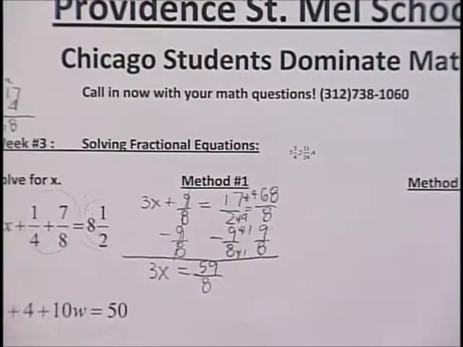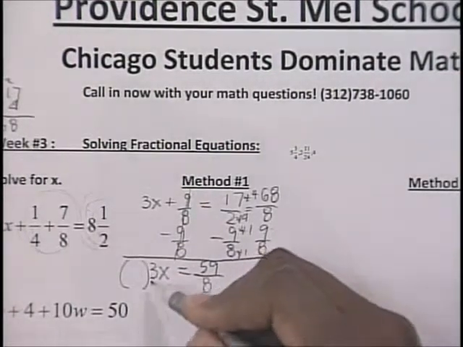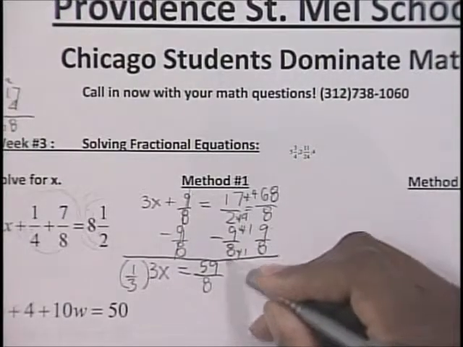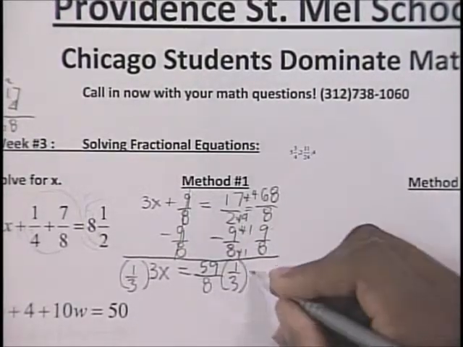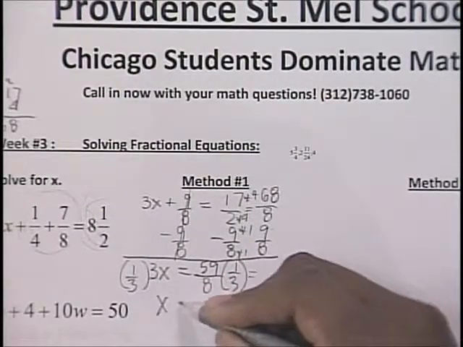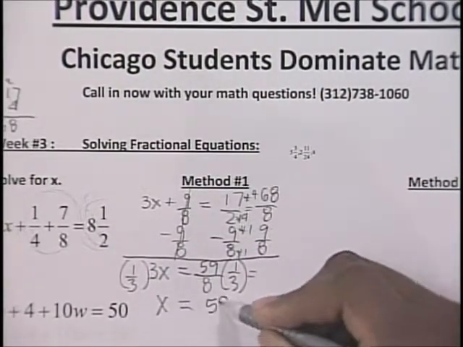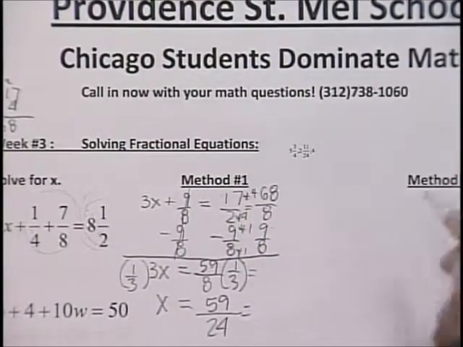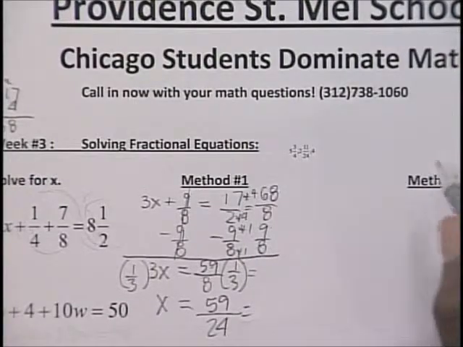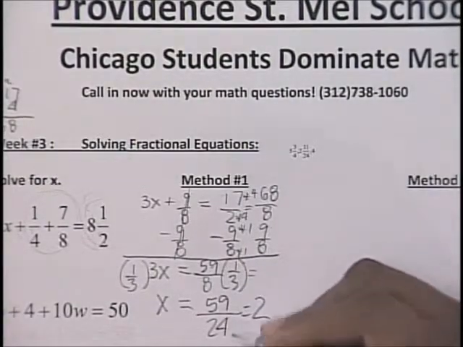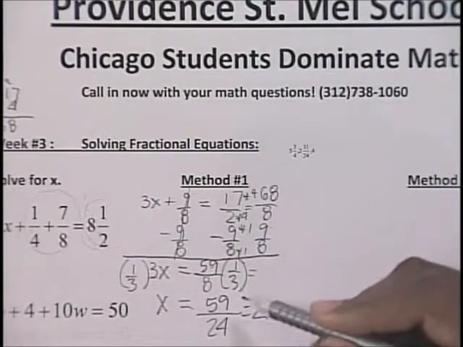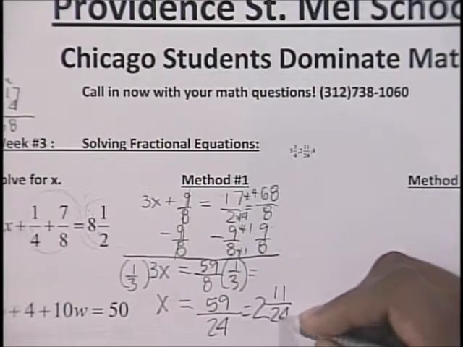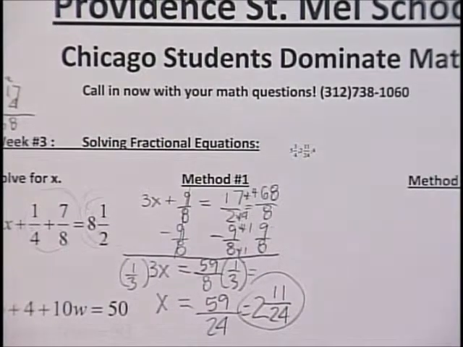And now we're almost done. Let's solve for the x by multiplying by 1/3 on both sides, or you could divide by 3. It's the same thing. Multiply by 1/3, and you're left with x is equal to 59, multiply across, over 24. And 59 over 24 simplifies to 2. 2 times 24 is 48, and then you're left with 11/24. 2 and 11/24. Final answer.